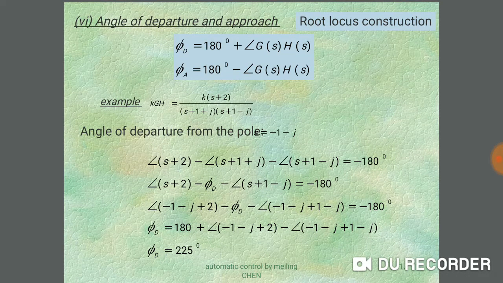The next one is the angle of departure and angle of arrival. With the help of this formula, phi D and phi A, where D stands for departure and A stands for arrival. The angle of departure is 180 plus angle of G(s)H(s), and the angle of arrival is 180 minus angle of G(s)H(s). With the help of the formula, we can calculate the angle. In the example, we will discuss in detail how to calculate the angle of departure and angle of arrival.